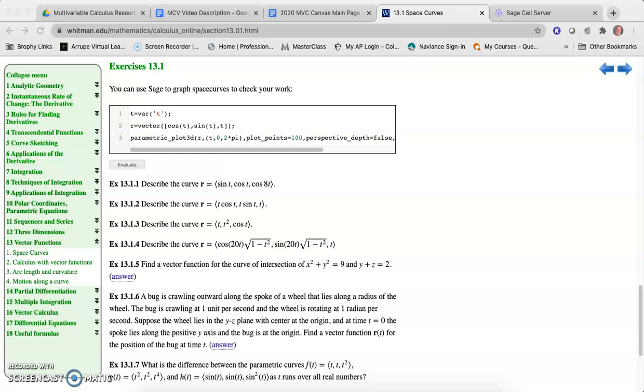Okay, this is section 13.1 on space curves, and this will be practice problems number 1 and 3. Both these questions ask the same thing. They want us to describe these curves, which in 3 dimensions can be kind of tricky. Number 1's not too bad.